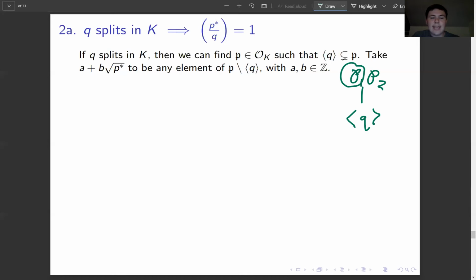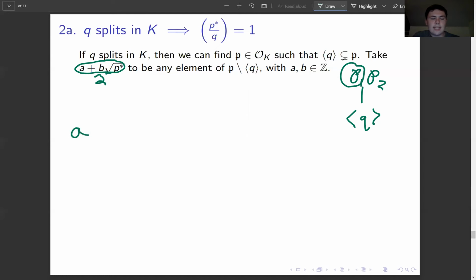That means we can take an element out of P that's not in this ideal generated by Q. So we can find elements of this ideal which are not multiples of Q. Now you might remember that in the case of 1 mod 4, which is what we're in, sometimes we have to divide by 2. However, since 2 is not a multiple of Q, we can multiply any element by 2 and it still won't be in the ideal generated by Q. So hopefully you're convinced that this is truly a general element of this ideal.